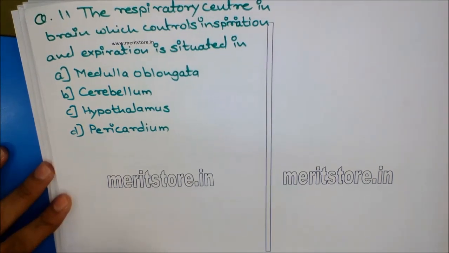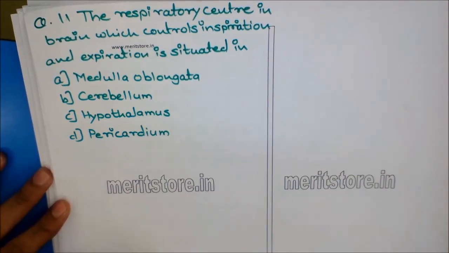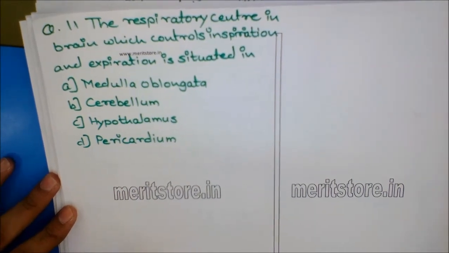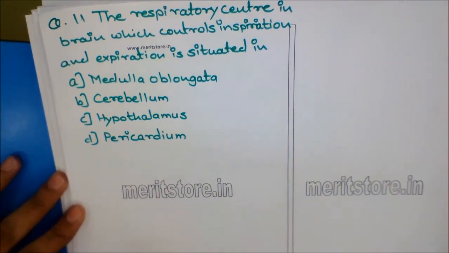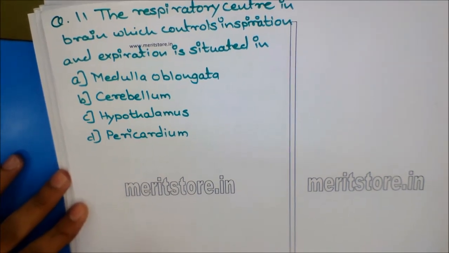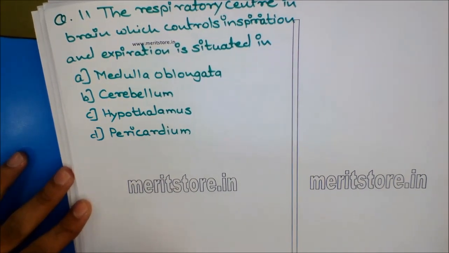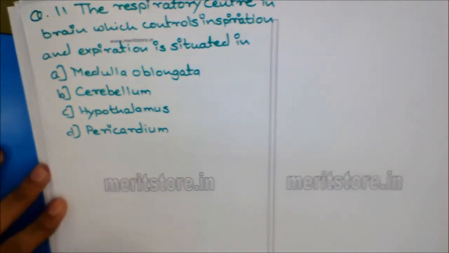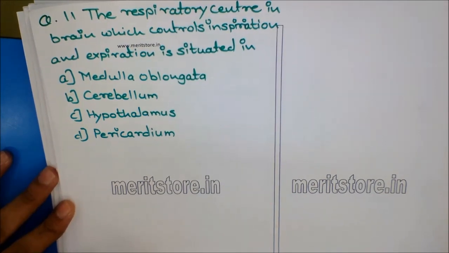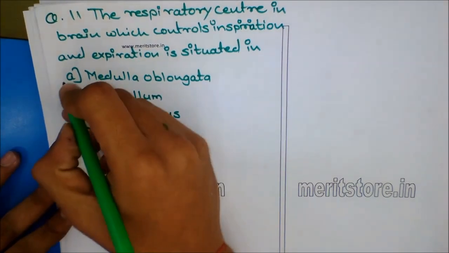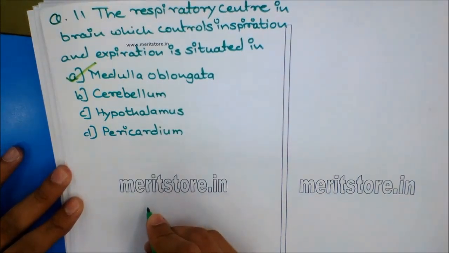The next question is, the respiratory center in brain which controls inspiration and expiration is situated in option A, medulla oblongata, option B, cerebellum, option C, hypothalamus, and option D, pericardium. Breathing is controlled by pneumotaxic and apneustic centers in pons varolii and expiratory and inspiratory centers in medulla oblongata. So the answer to this question is medulla oblongata.